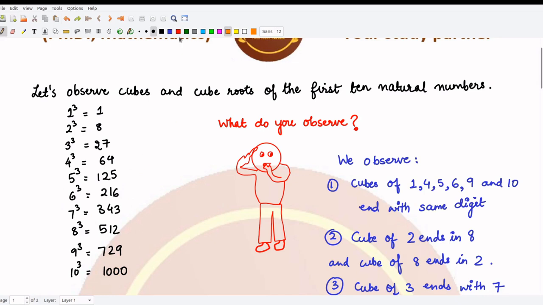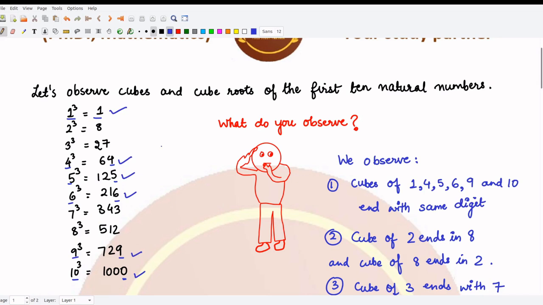Do you observe anything? Yes, I can see the cube of 1 ends with 1, the cube of 2 does not end with 2, 3 does not end with 3, 4 ends with 4, 5 ends with 5, 6 ends with 6, 7 doesn't end with 7, 8 doesn't end with 8, 9, yes, it ends with 9, and what about 10? It ends with 0. Yes, the last digits are the same for a few numbers: 1, 4, 5, 6, 9 and 10, correct?